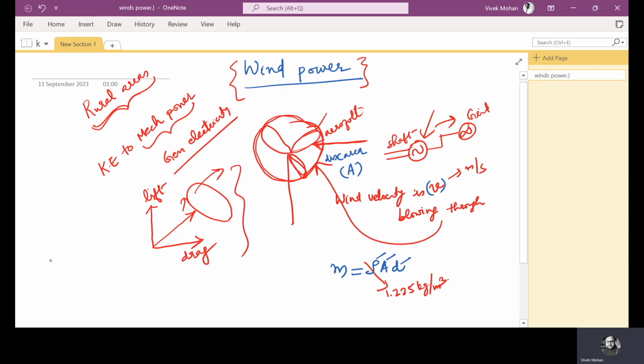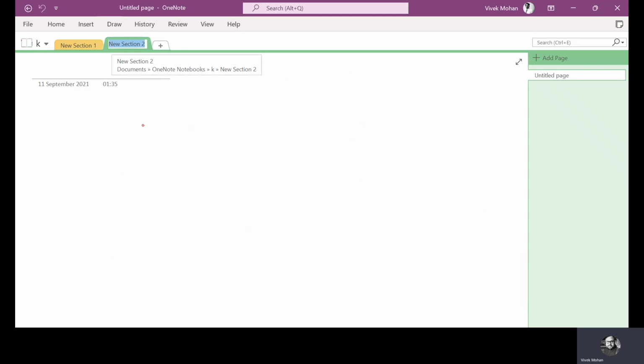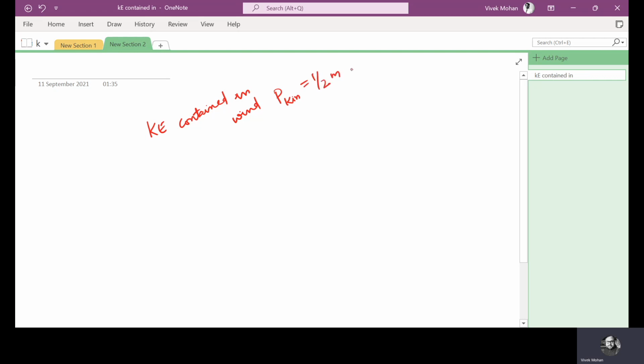Now we know that power equals work by time, but here work is kinetic energy by time. Now kinetic energy E contained in the wind is what is tapped by the turbine. So the kinetic energy contained in wind, which is P kinetic, equals half mv squared, where v is the wind speed in meter per second.